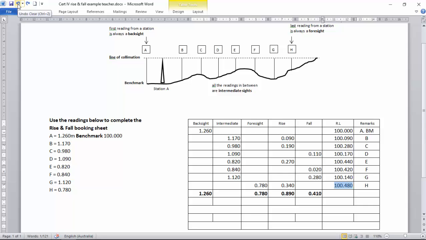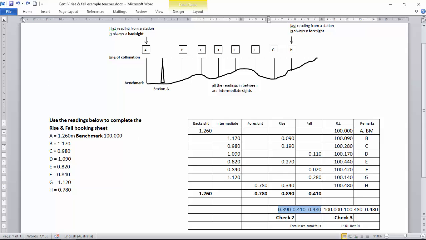So we have three ways of checking that. Check 3 is the first RL minus the last RL. So 100 minus 100.48 gives us 0.48. That's the difference between those two figures, 0.480. Check 2 is the total rises minus the total falls. So our total rises here are 890 and our total falls are 410. So that gives us 480, and that figure 480 matches that figure 480.